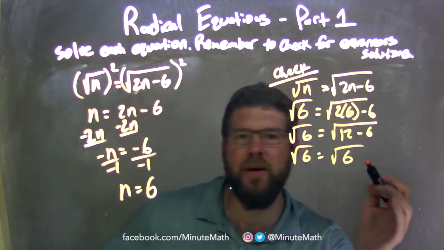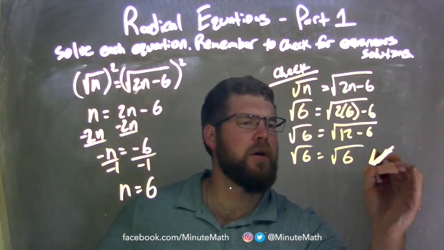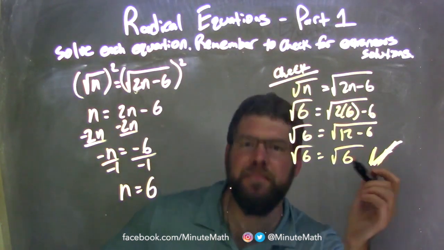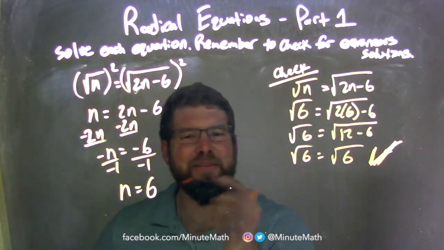My left and right equations are equal. Fantastic. Check. We are good. Let's make a better check. Big old check. Okay. Good. Confirming we have no extraneous solutions, and n equals 6 is my true and final answer.